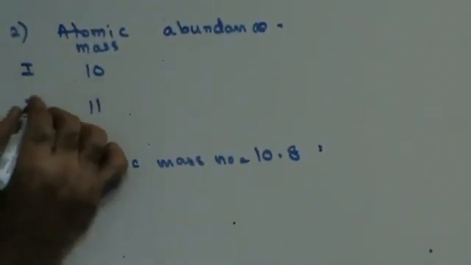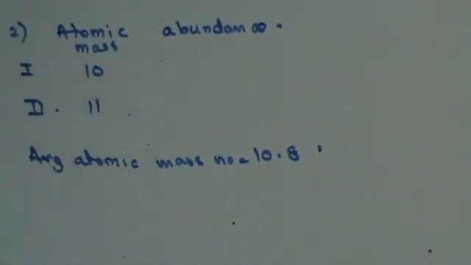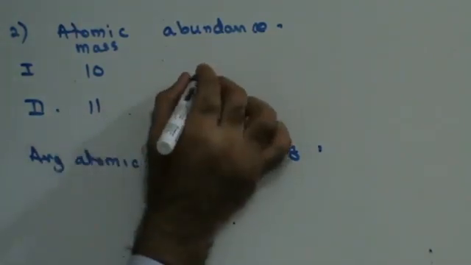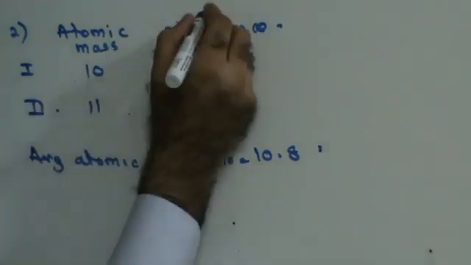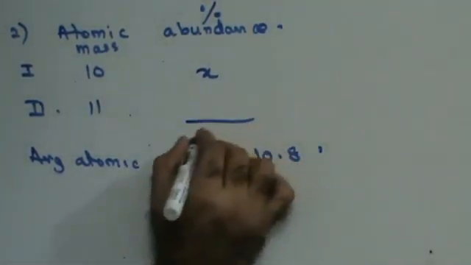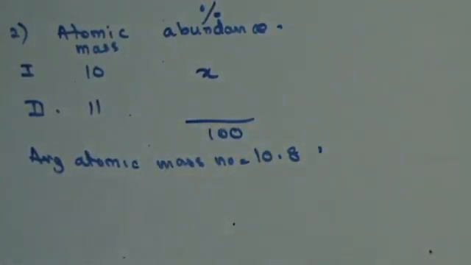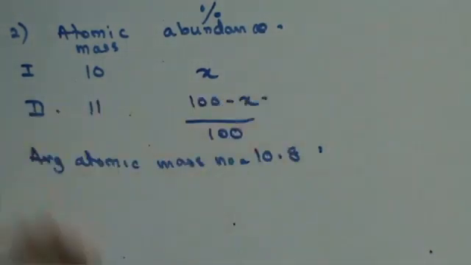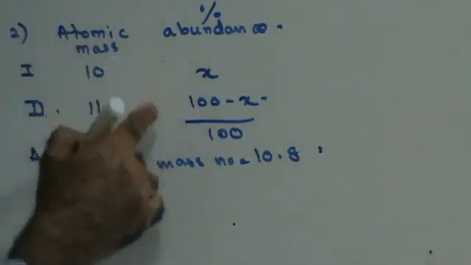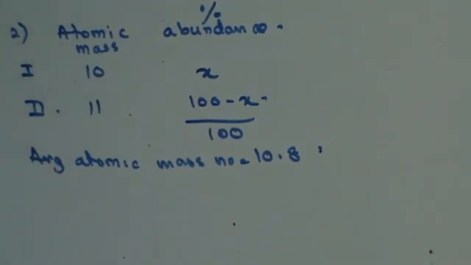Now they've given you that there are two isotopes, one has atomic mass 10 and the other has atomic mass 11. Let us assume, guys, that the abundance of one is X. Now we know that abundance is always in the form of percentage. That means the total has to be 100. If one is X, then the other has to be 100 minus X.